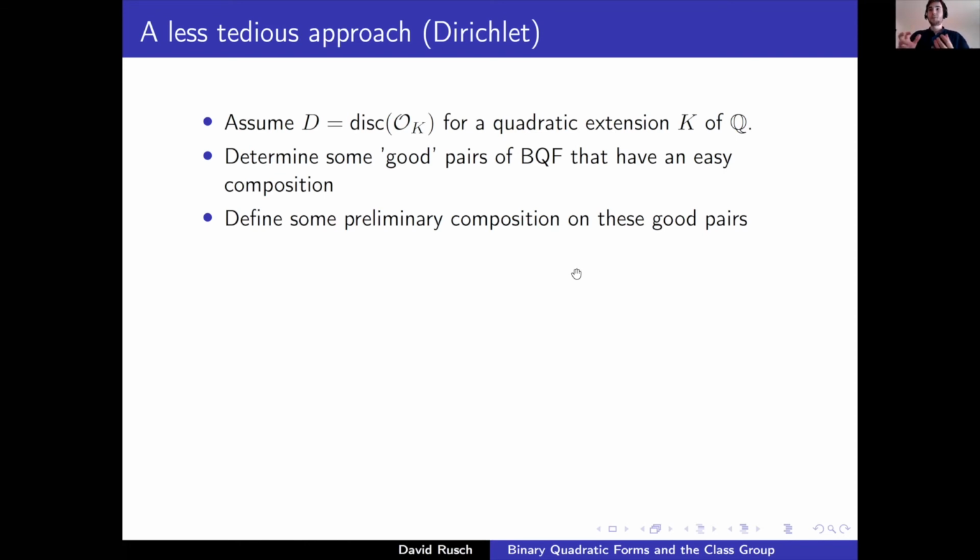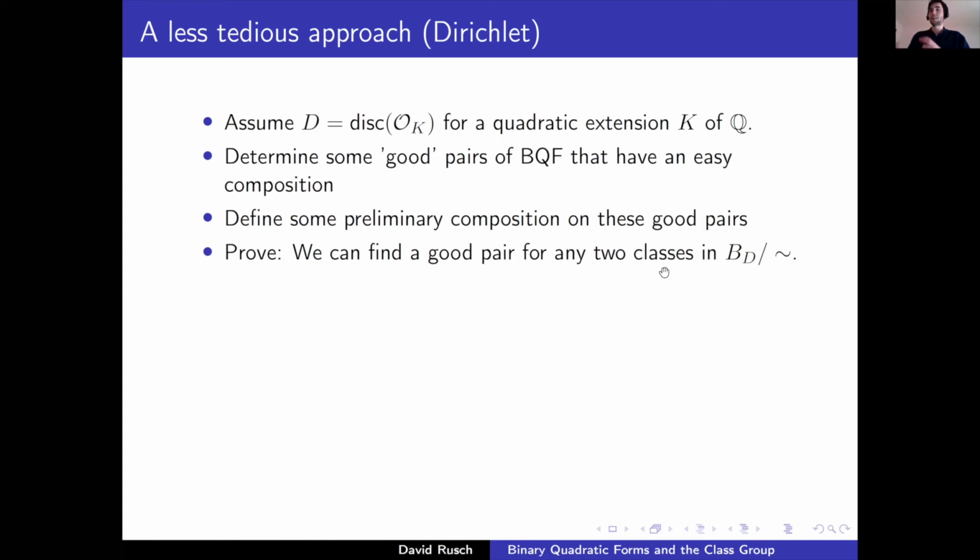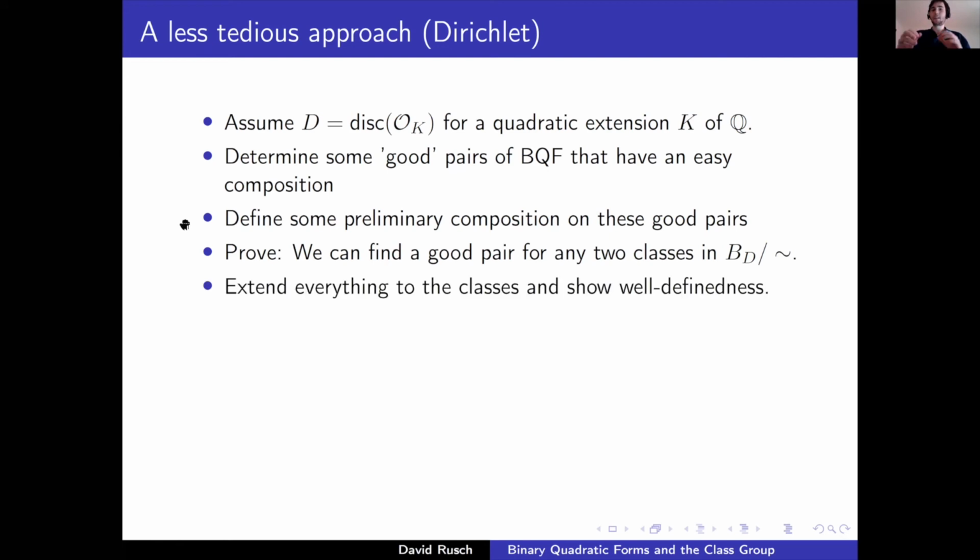And of course, ultimately we want to generalize it to classes of binary quadratic forms. So we want to be able to show that for any two classes, we can find such a good pair. And if we prove that, we can generalize everything to the classes. And since we're always dealing with equivalence classes, well-definedness is always an issue that we have to solve. I think I proved well-definedness about 10 times in the thesis. Yeah, because you always have to switch back between elements and classes.